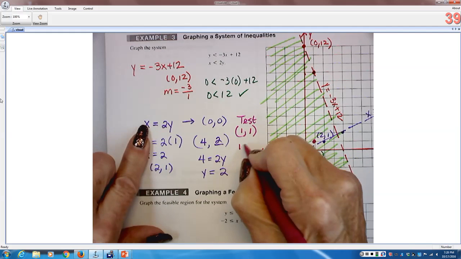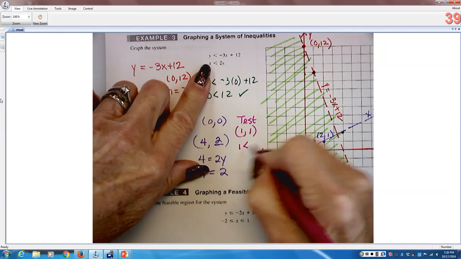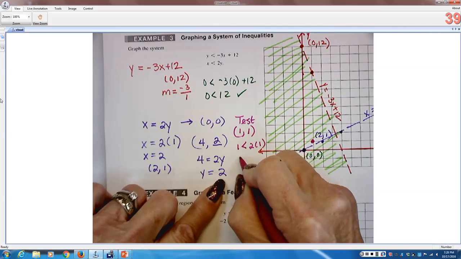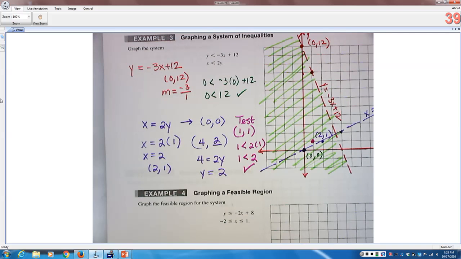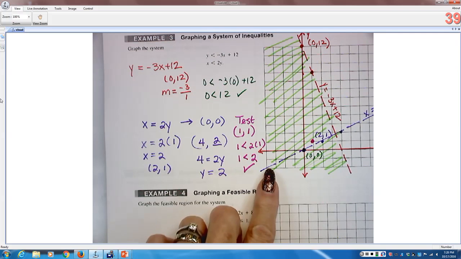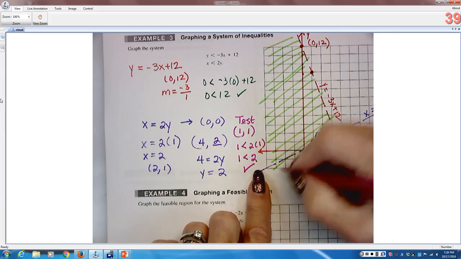That means 1 is less than 2 times 1, and 1 is less than 2. And that's true. So remember, we're talking about the purple line, not the red line. So we're going to shade toward 2, 1.